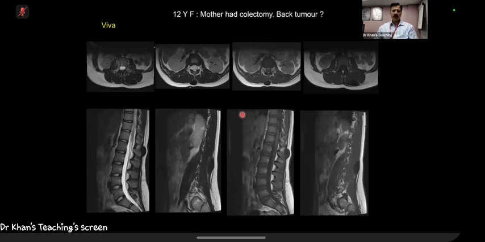This is a 12-year-old child. I just wanted to show you the appearance of desmoid on an MR. So if you see here, this is a T2 weighted sequence, and you can see that this is low in signal intensity on T2 weighted sequence. So desmoid means fibrosis, just like a fibroid of the uterus. So it is low in signal on T2 weighted sequence.